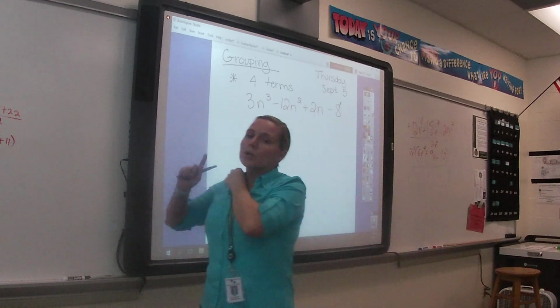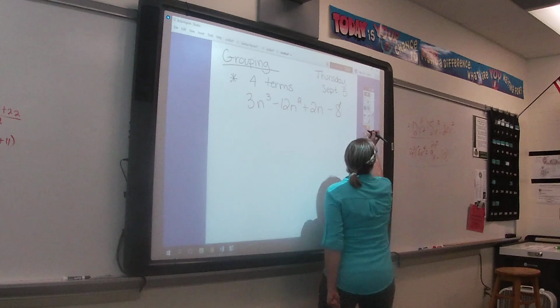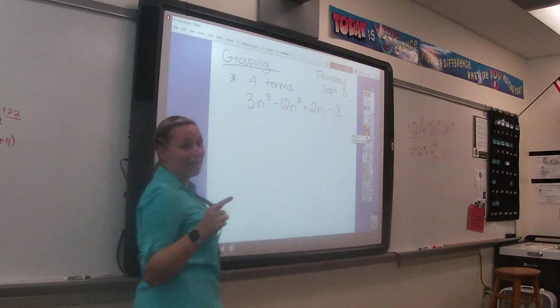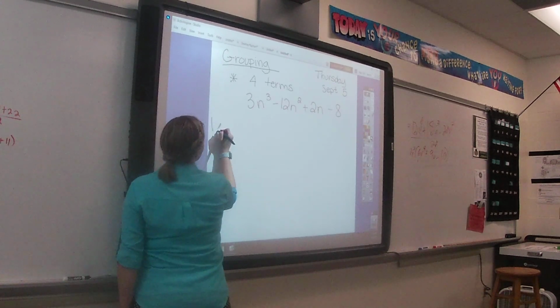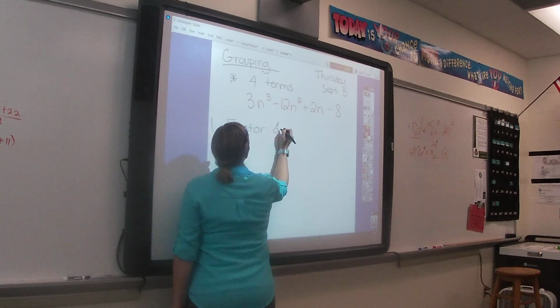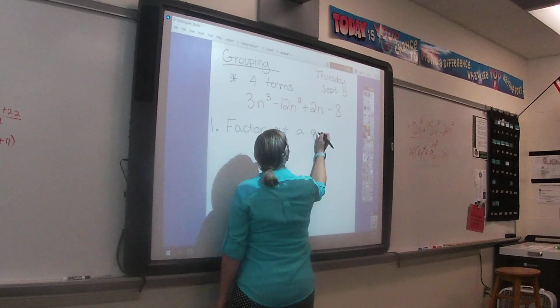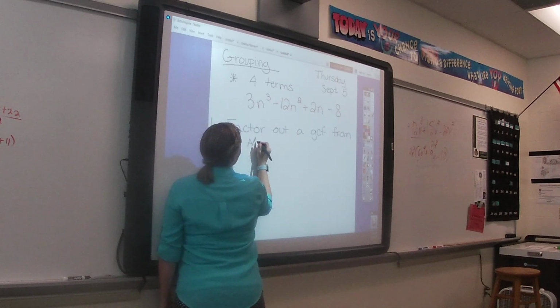Now, step number 1 for factoring by grouping is a step that is not going to be important today, but I don't want to leave it off the list. So step number 1 says to factor out a GCF from all 4 terms.